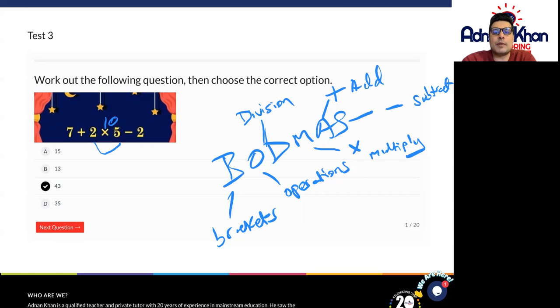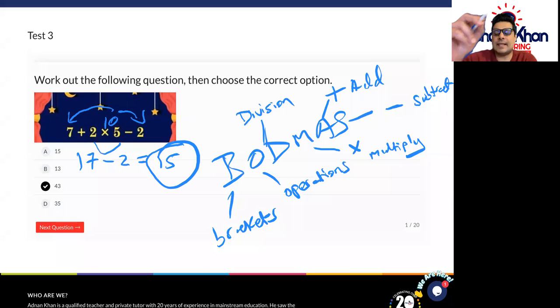Now after multiplication, we have to add. So we're going to go this way. We're going to add 10, add 7, which is 17. And then we're going to go back to our subtract, which is this way again. And it's going to be 17 take away 2, which is 15. So 15 is our answer for this question.